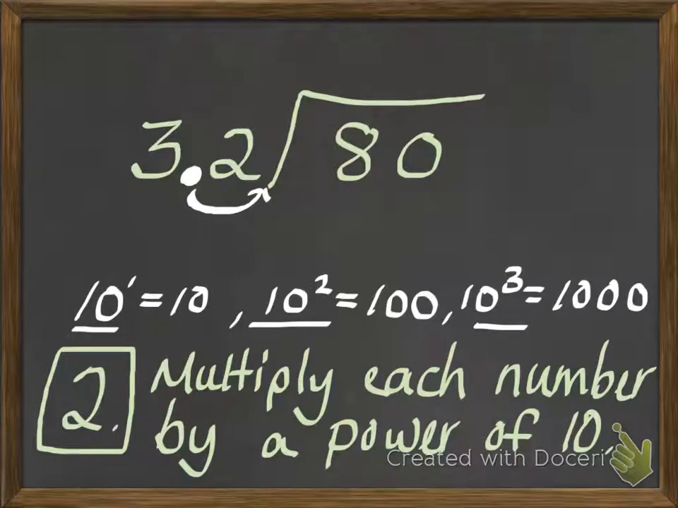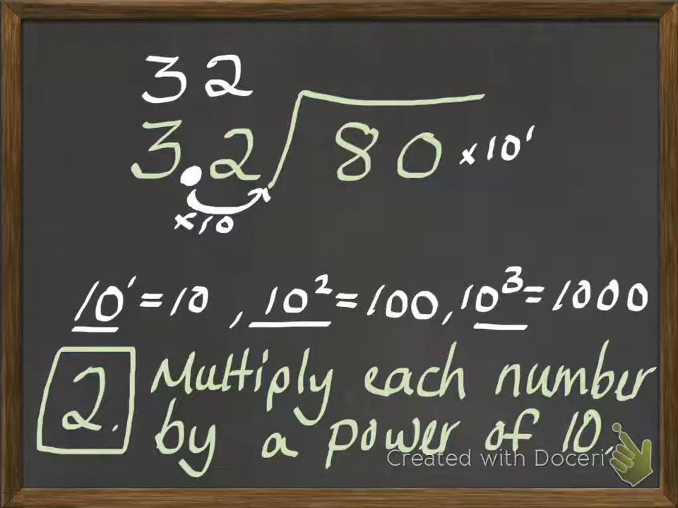I only need to move it over one space. If I take 3.2 and multiply it times 10, I'm going to move it over one space, and that number 3.2 is going to become 32. And then I have to do that with 80 as well. I have to multiply it by that power of 10. So I'm going to multiply it by 10, or 10 to the first power, which is the same thing, and that's going to change 80 to 800. So now my problem is no longer going to be 80 divided by 3.2.